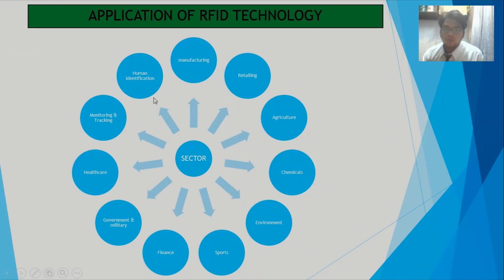So I will continue with the application of RFID technology and also the future work of RFID technology. RFID technology has been used in many sectors such as manufacturing, retailing, agriculture, chemical, environment, sports, finance, government and military, healthcare, monitoring and tracking, and also human identification.